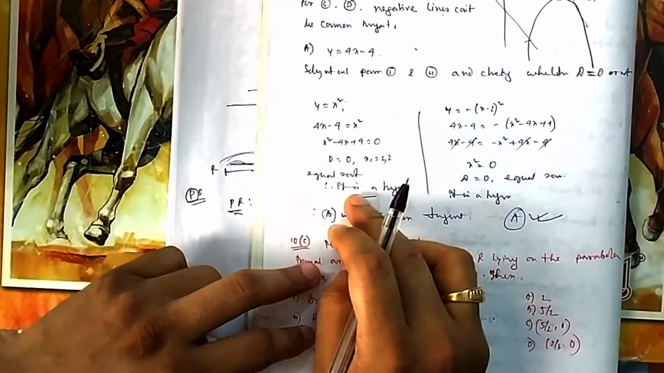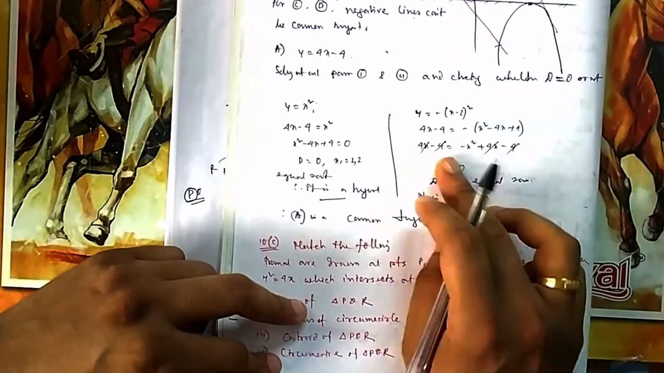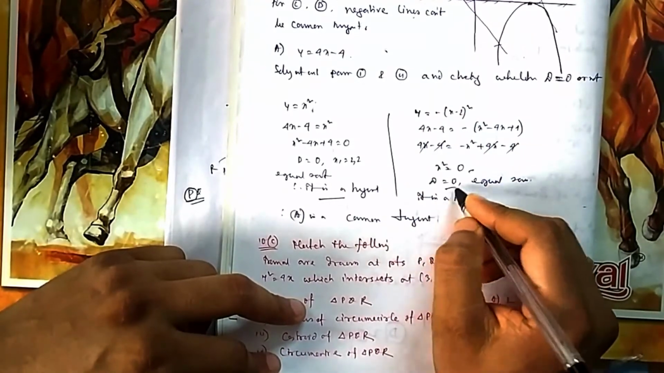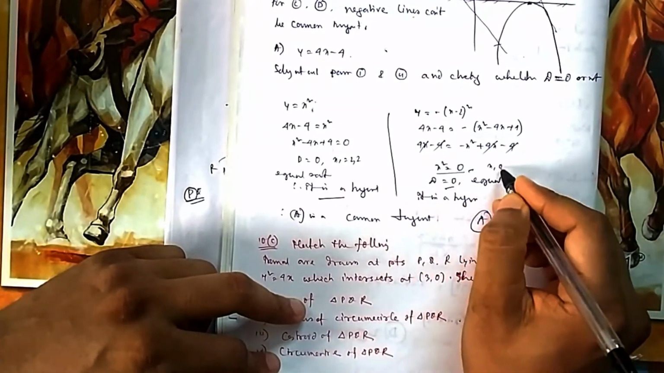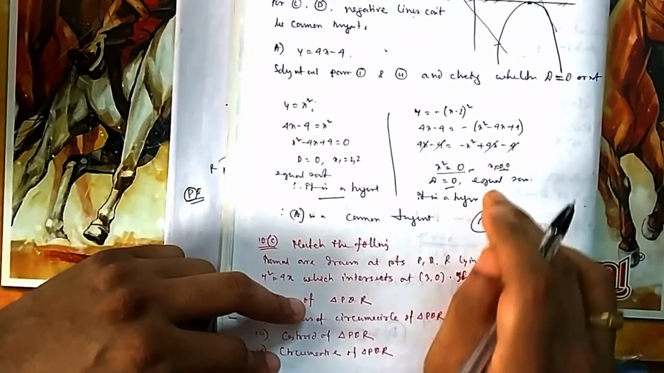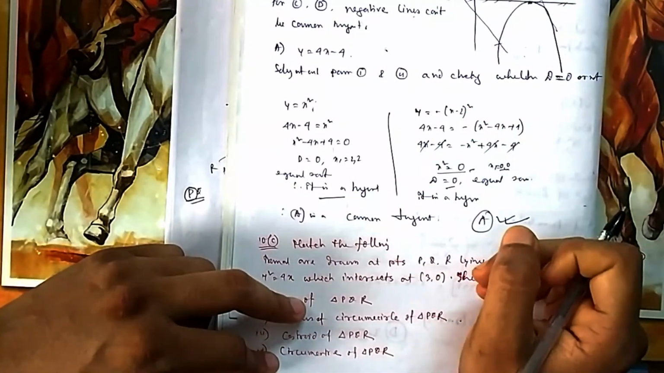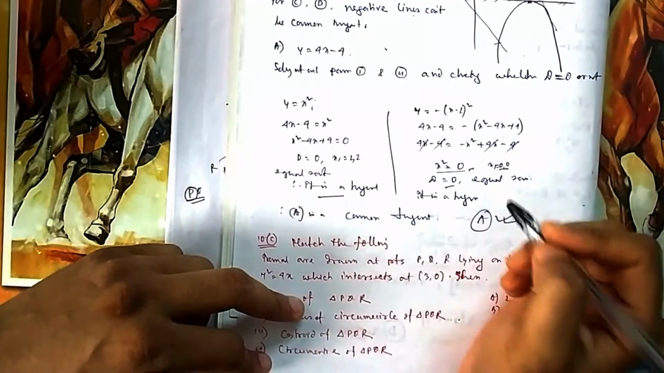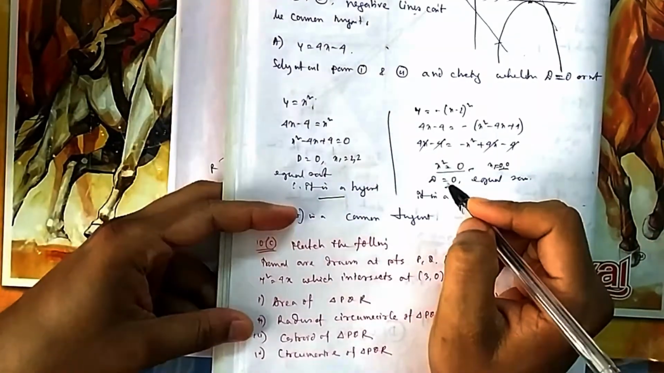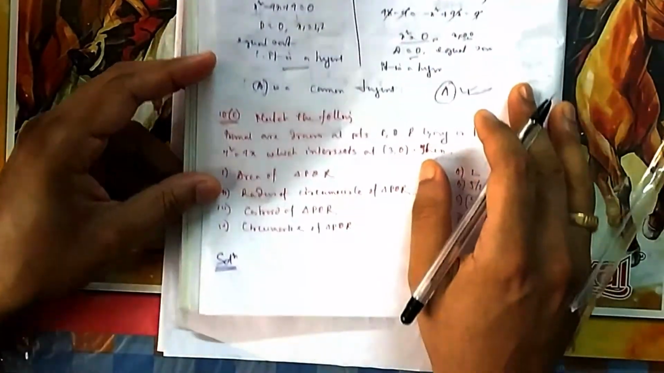So it is tangent to the first curve. Same for the second one, you check, D is here 0, because x square equals 0, x is 0, 0, same repeating roots. That's why you are also getting only one point. So obviously A is a common tangent to both of these. You can try that way also, as I have just explained.